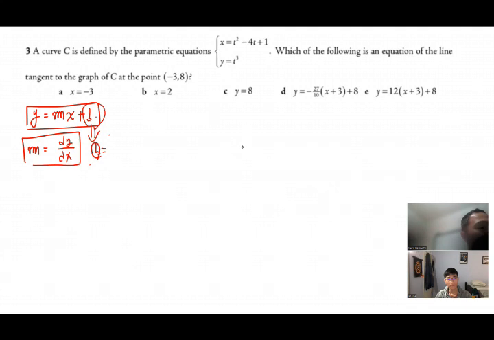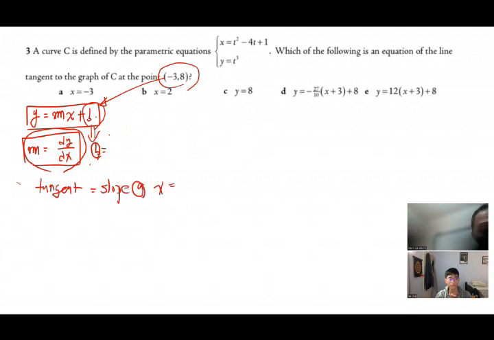So the first step is to derive the formula of m, the slope. The next step is to plug the point -3, 8 into this formula. Then you should be able to find b, and then the solution for the tangent line to the graph of C. So first step, as I said, the tangent slope is at x equals minus 3 and y equals 8.